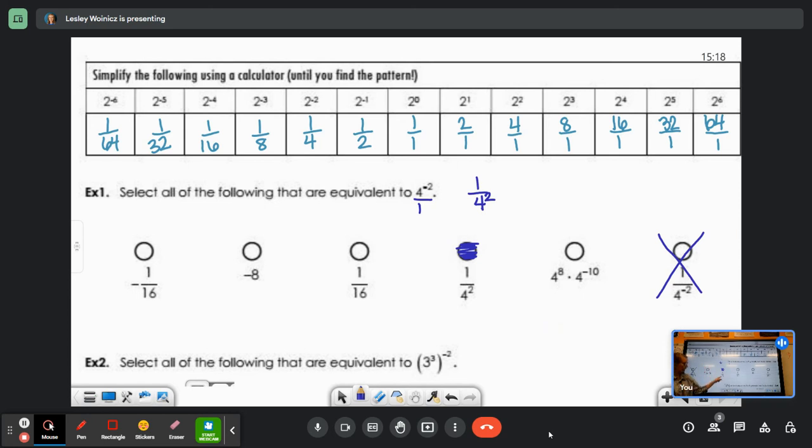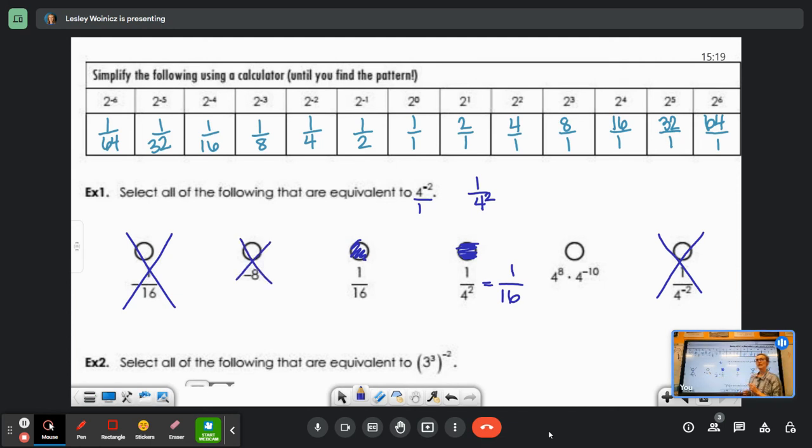Okay, can we figure out what 4 squared is? What is it? Yeah, the 1 stays a 1 and the 4 squared is 16. So I say it's also this one. Now, if it is positive 1 over 16, can it also be negative 1 over 16? No, it cannot. So don't be the kid that picks both of those either. It can't be negative if it's positive. All right, can it be negative 8? No. All right, now we just have to check this one.